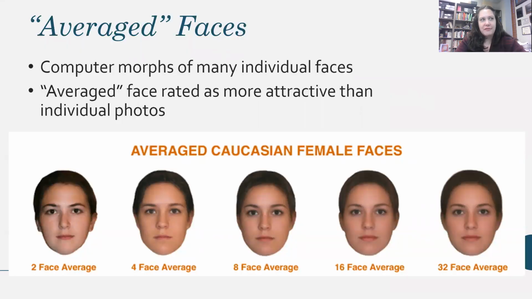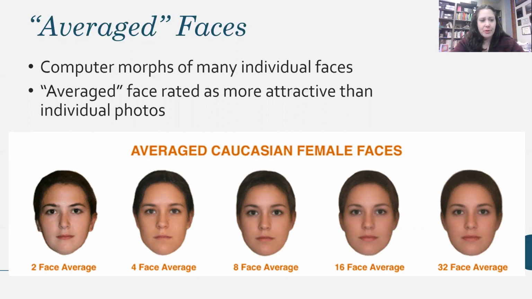Another interesting physical characteristic that seems to be universally appealing is what we call averaged faces. So this is when a computer program, again, can take, let's say, 10 different individual photos of 10 different people, and then the computer morphs them all into a single photo. That morphed photo, which is going to be an average of all of the individual photos, is perceived to be more attractive than any of the individual photos.